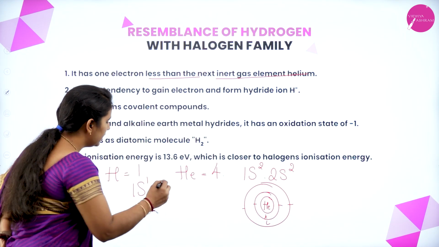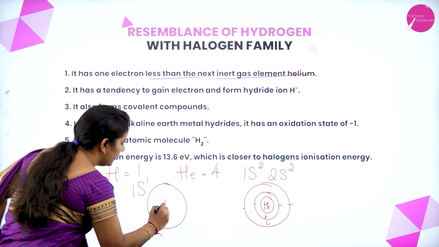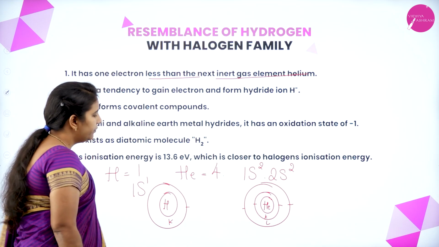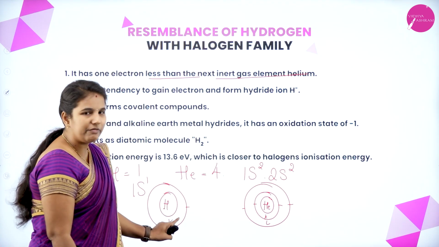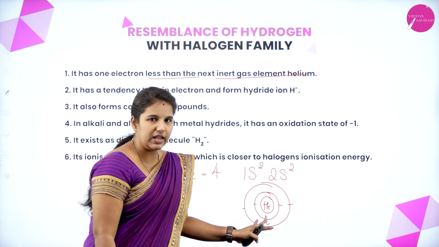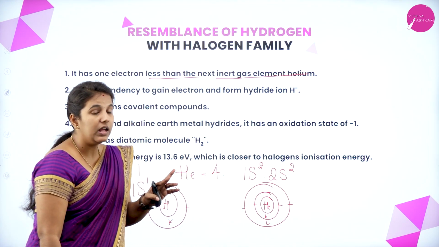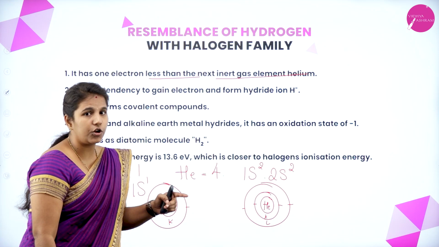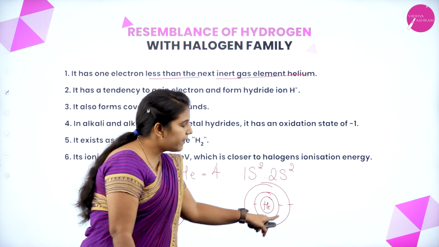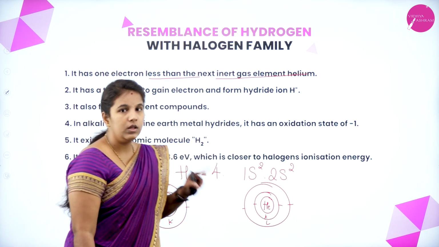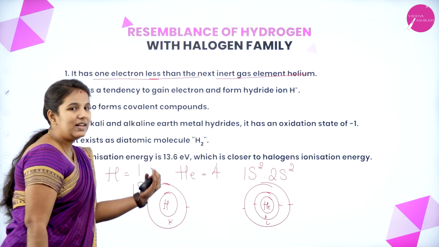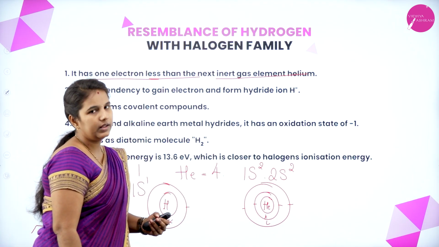You can see that in hydrogen, the K shell consists of only 1 electron, and this is the valence shell. But for helium, the K shell is the valence shell, which has 1 extra electron. Here, the valency of helium is 2. This indicates that hydrogen has 1 electron less than the inert gases.